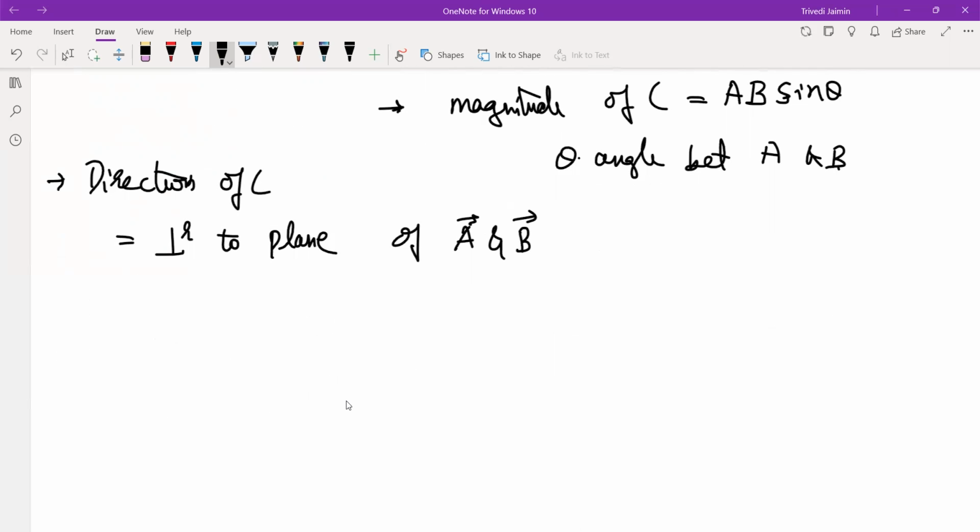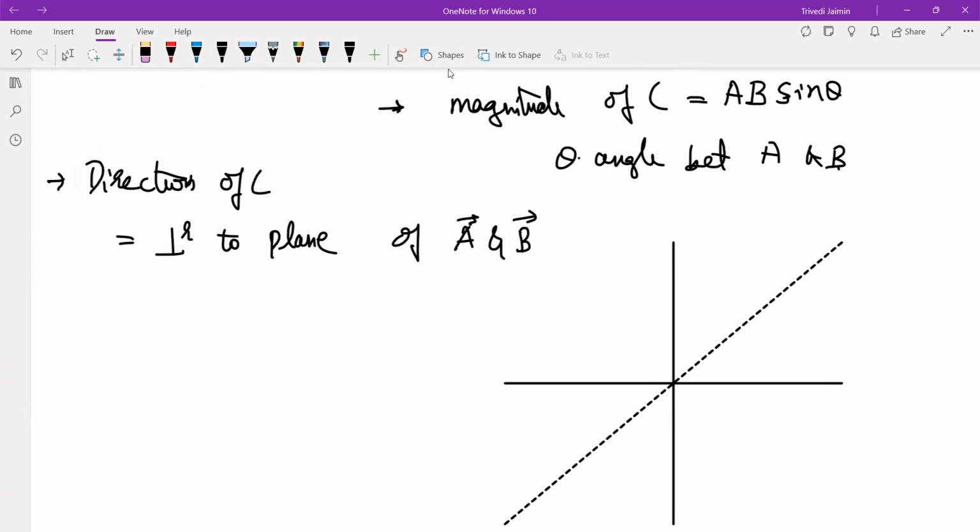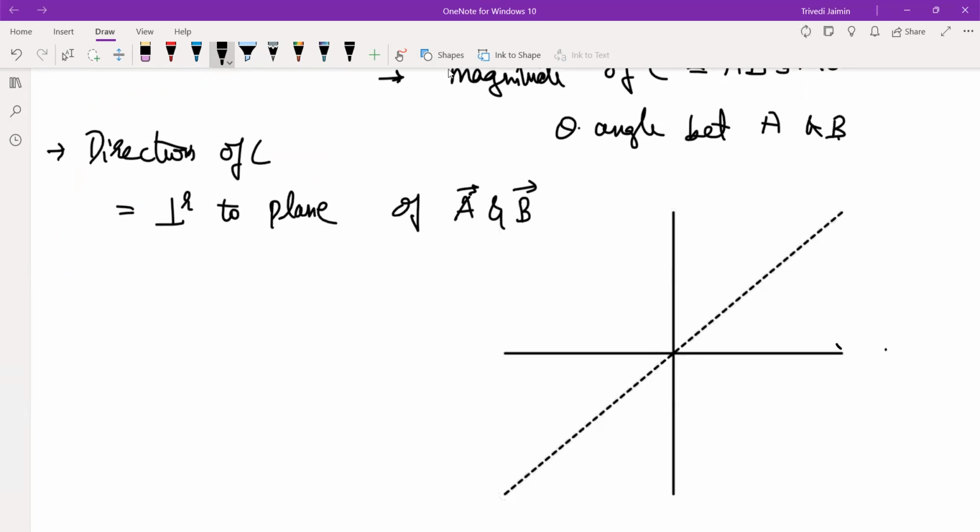So how to find this? By the right hand rule, right? Can I draw that? This is B, this is A, this is C. So if we curl our fingers this way, our thumb will show this direction. Fingers are here. That means the direction of C is here. See how we are holding like this. If I erase this, it will be visible properly.